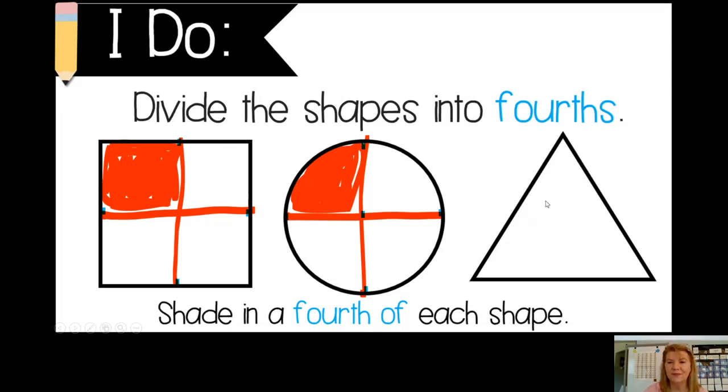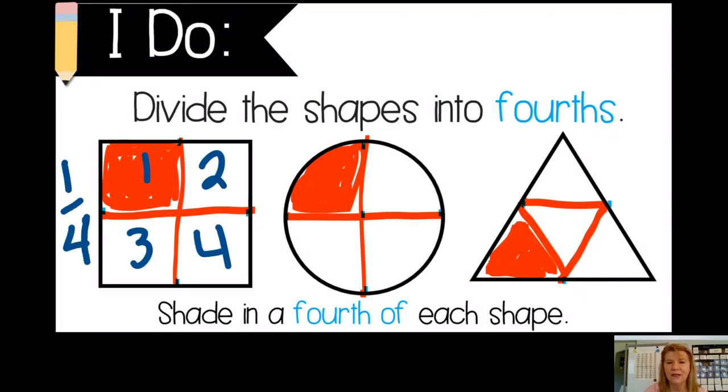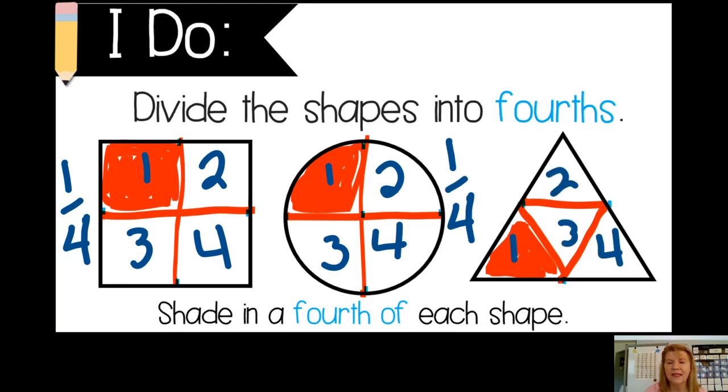Now this one is a really fun shape, the triangle. To break the triangle into 4 equal parts, I'm going to show you a little trick that I know. We're going to put a dot in the middle of each side, and then we will connect those dots with lines, and we get 4 triangles. Isn't that cool? Let's shade in 1/4 of the triangle and label our parts. 1, 2, 3, 4, 1, 2, 3, 4, and 1, 2, 3, 4. And each shape has 1/4 shaded.